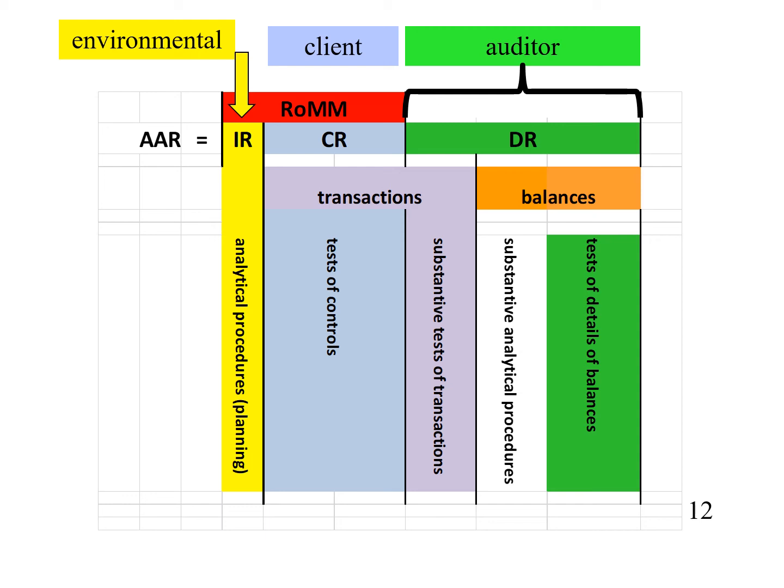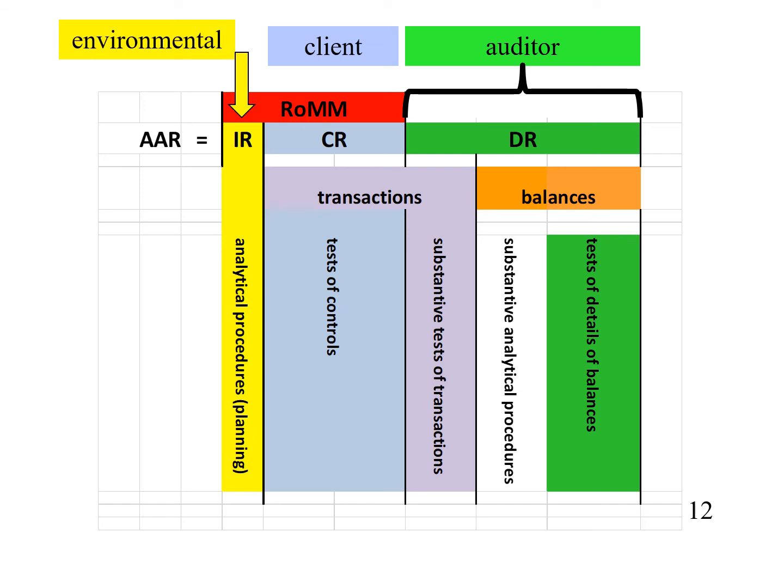Then we've got detection risk, which includes substantive tests of transactions, substantive analytical procedures, and tests of details of account balances. And these substantive analytical procedures and tests of details of account balances are testing balances rather than transactions. So where we're talking about purple, those would be the assertions that relate to transactions. Where we talk about this ochre color, we'd be talking about assertions that relate to account balances.